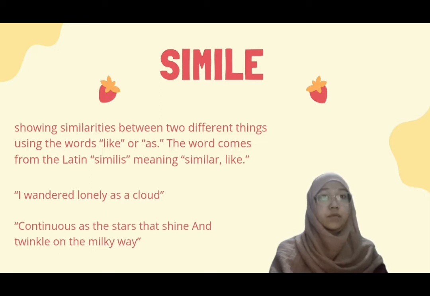The second example of simile was used in the second stanza in the opening line. It is continuous as the stars that shine and twinkle on the Milky Way. Here the author compares the endless amount of daffodils with an endless amount of stars, because the poem states that there are 10,000 daffodils in the field.